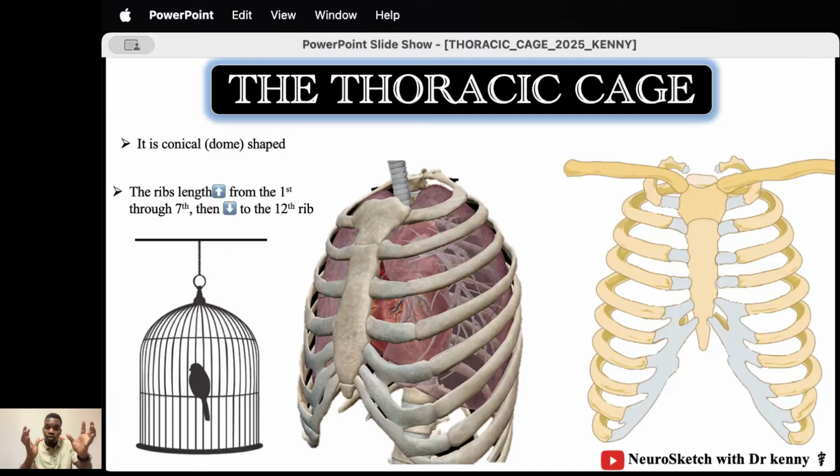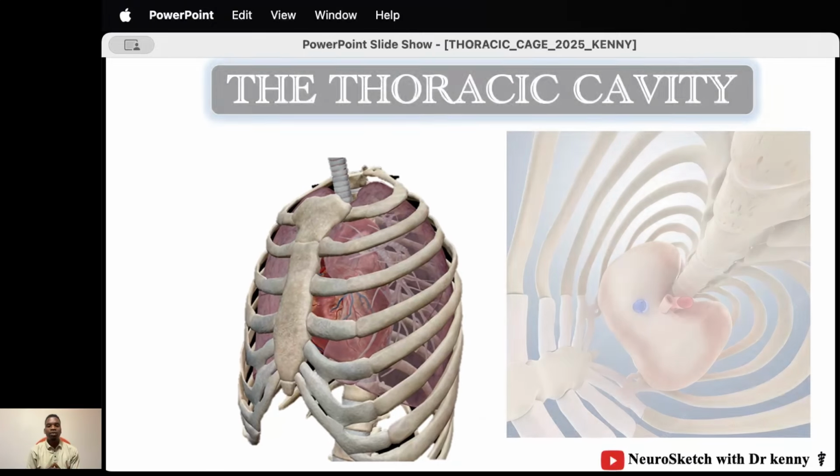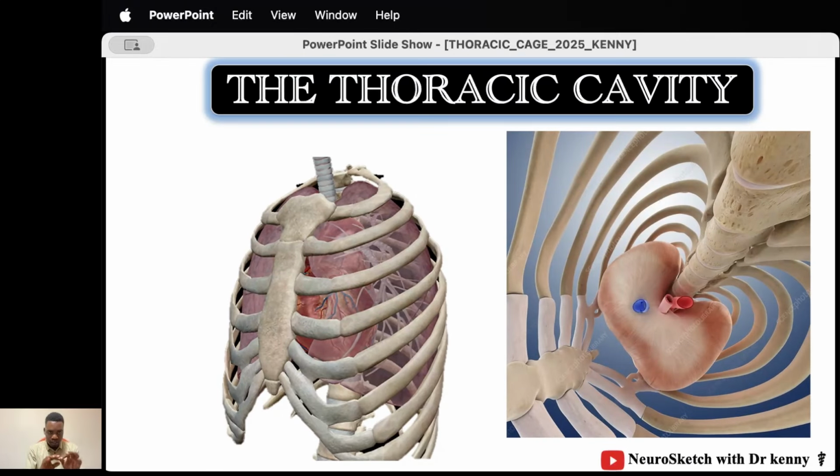So this is the outer framework, which means inside it we have a cavity, and the cavity inside is called the thoracic cavity. The thoracic cavity houses important vital organs, the heart, lungs, and some other major vessels. As you can see, the thoracic cavity is surrounded by this bony framework, and this bony framework is what we call the thoracic cage.